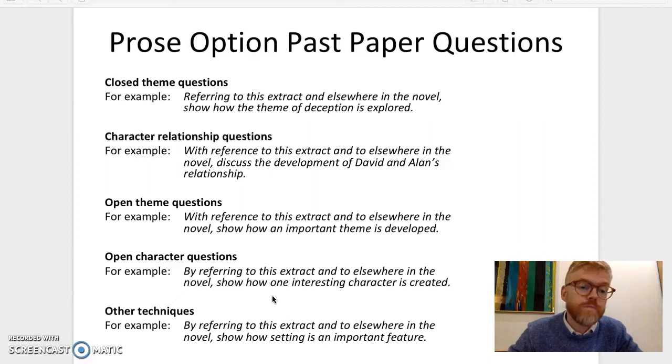And last but not least, other techniques. Now this is slightly unusual because all of the questions up until this point have either been asking you to refer to character or theme, but here's just put this under the other techniques. By referring to this extract and to elsewhere in the novel, show how setting is an important feature. I think there's a question that I saw also that was about tension, how tension is an important feature of the novel. So these are unusual. They don't come up often, but they do occasionally come up, and they make a slightly different demand on you. And also, it'd be sensible to prepare for this kind of question too.